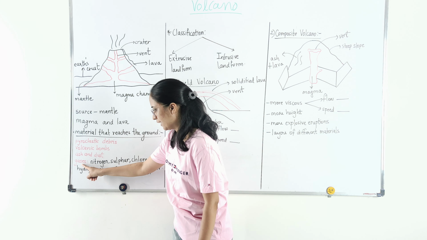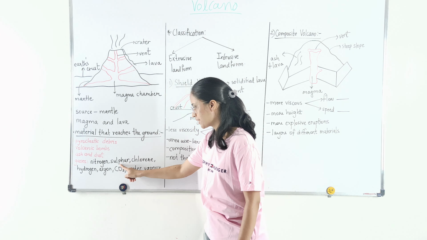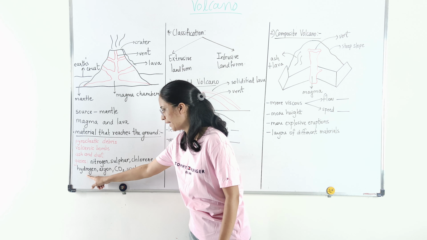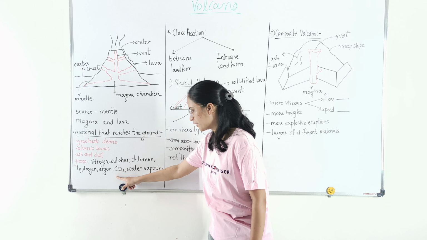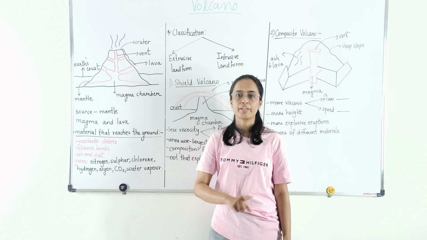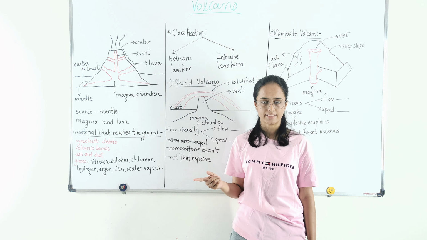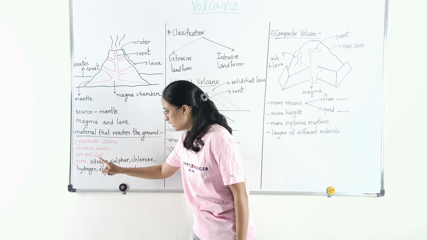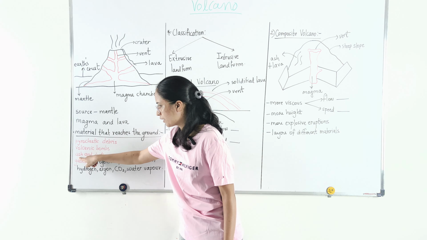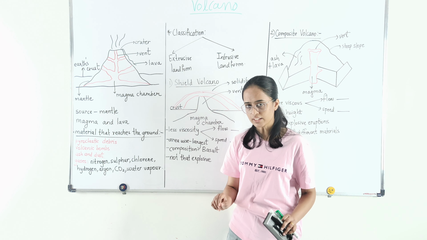So in terms of gases, which gases are being vented out? So there is nitrogen, sulfur, chlorine, hydrogen, argon, carbon dioxide, and water vapor. So it is not just water vapor or it is not just carbon dioxide that is being vented, but apart from these two gases, there are other gases, some dust particles, some ash particles, and in general all of this is called as the pyroclastic debris.